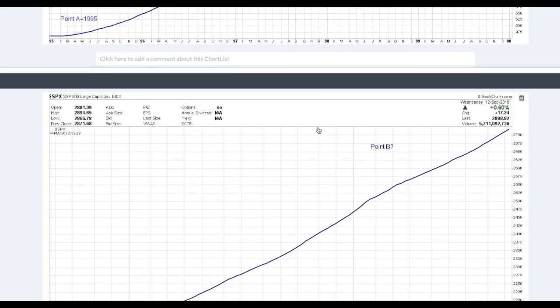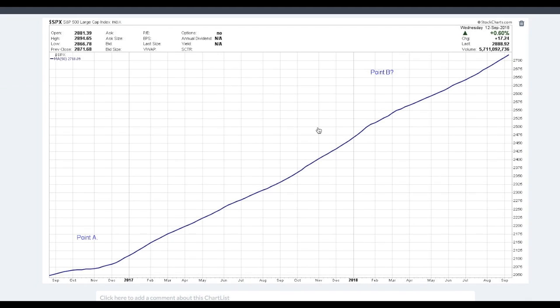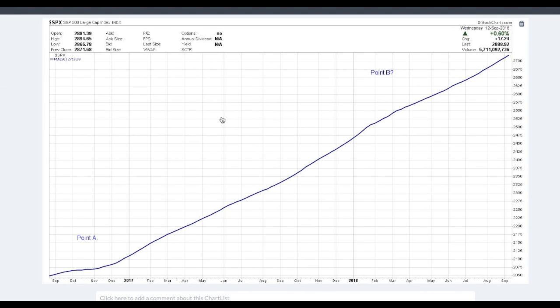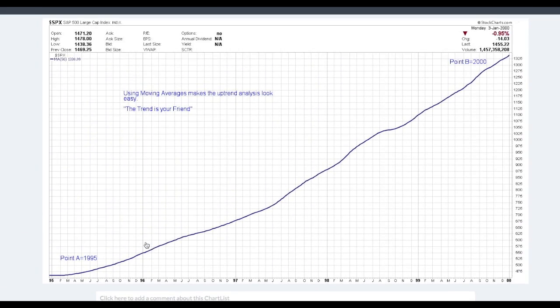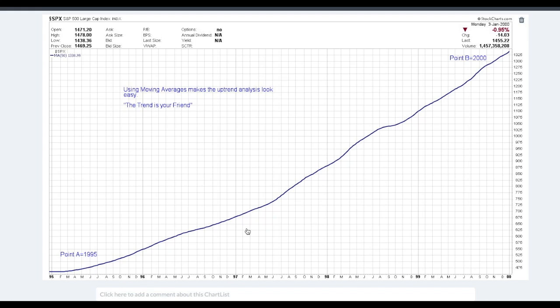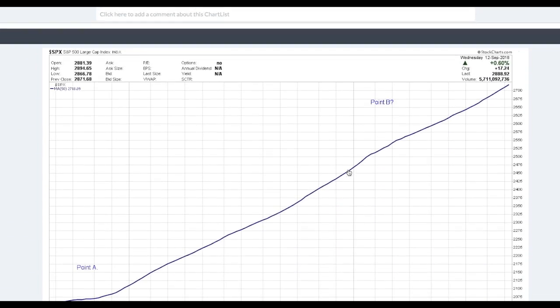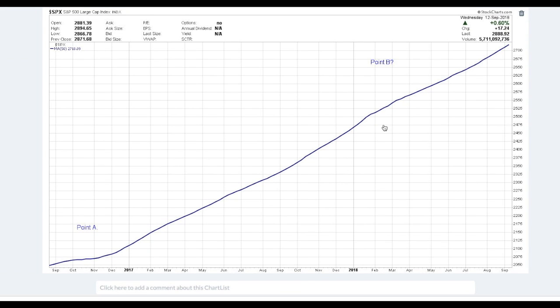Now, here's where we are now. This is our current trend situation. Point A, point B. Now, where's point B going to be? Now, this is as of September of 2016, when this market lifted off into an uptrend. And just like the prior chart, which was between 95 and 2000, you can just see how easy it was to maintain that trend. Well, that's where we are now. In fact, this trend almost looks better than 95-2000.